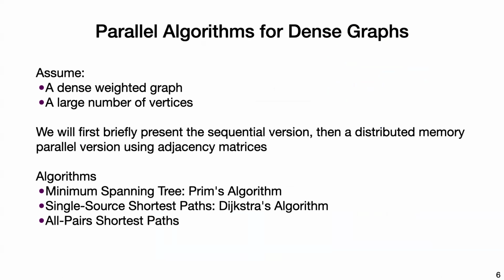So for this class, we're going to assume that we have a dense weighted graph stored in adjacency matrix form, and we have a large number of vertices that does not fit on a single node. The way this is going to go is that first we're going to do the sequential version, and then we're going to do a distributed memory parallel version using adjacency matrices. Like I said, this is not breaking any new ground today. We are just using all the techniques that we've learned so far.